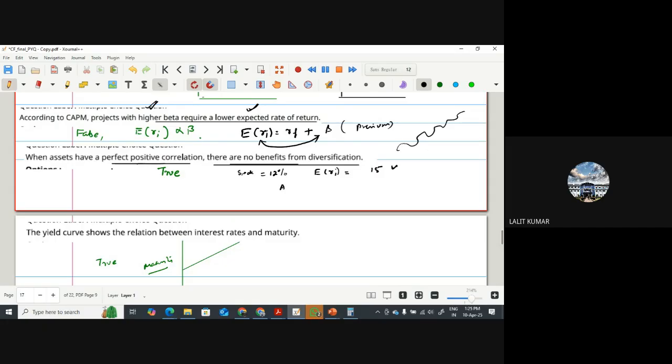So now in this case, what is alpha? Alpha will be negative. So when alpha is negative, never purchase. And the higher the alpha, the better the stock.